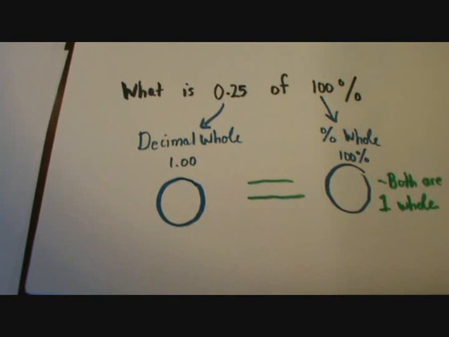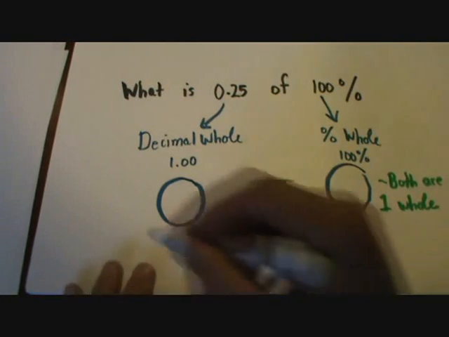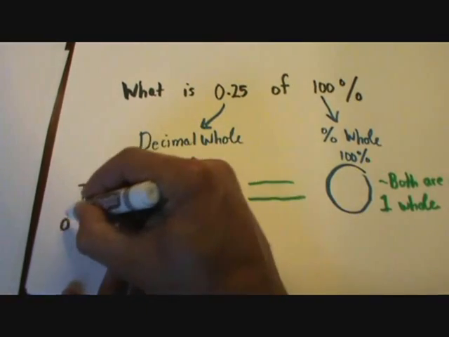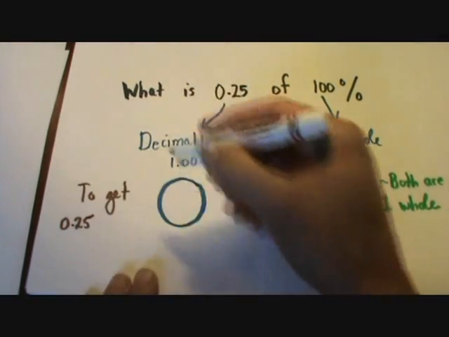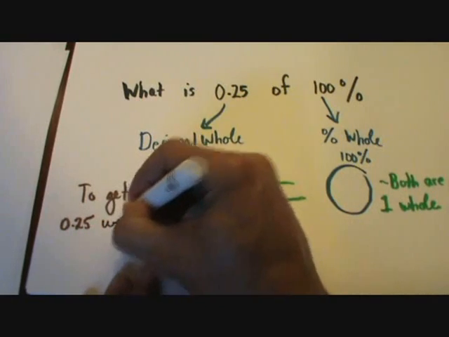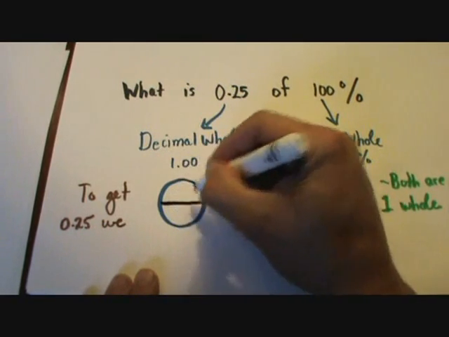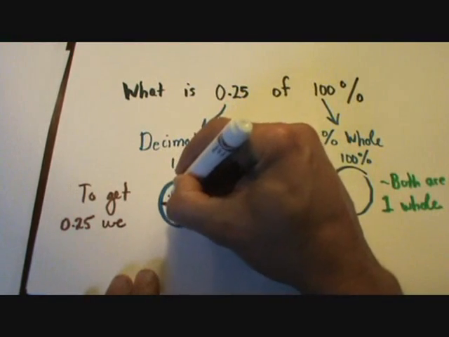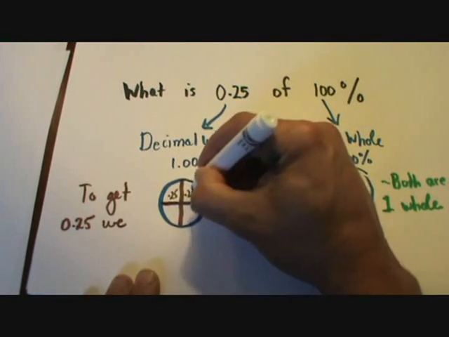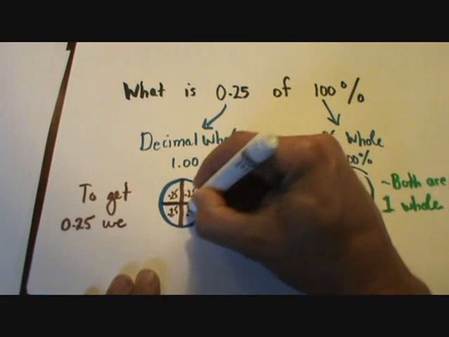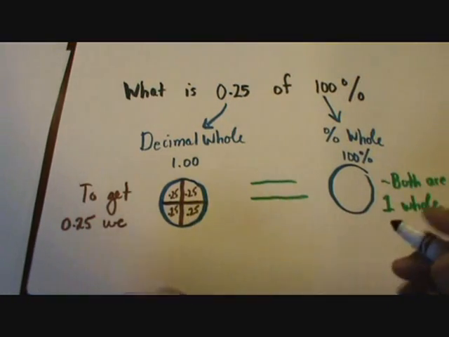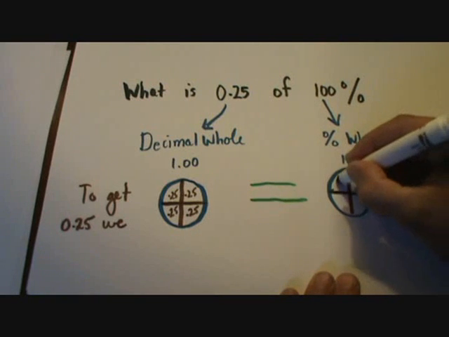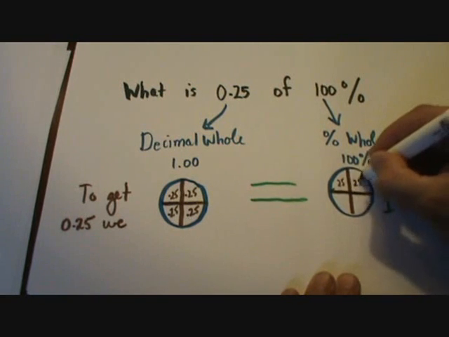Take the decimal circle, and we're going to cut it up into 4 pieces. When you take 1.00 and divide it by 4, each piece ends up being decimal 25. Now don't forget, if we cut up the decimal circle into 4, we've got to cut the percent circle into 4. Why? Because they're exactly the same thing. So let's cut the percent circle up. When we take 100% and cut it into 4 pieces, each piece is worth 25%.